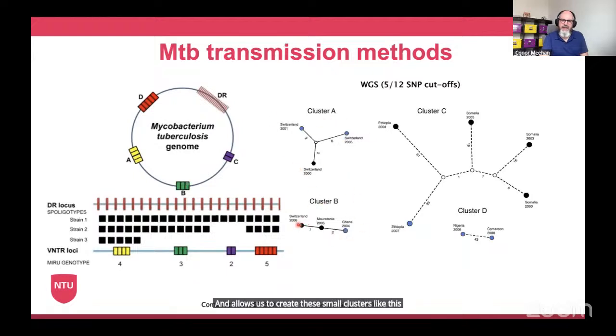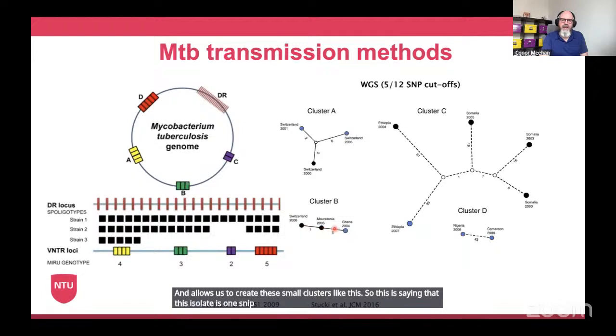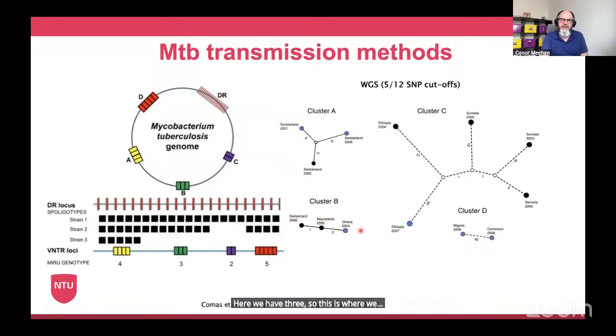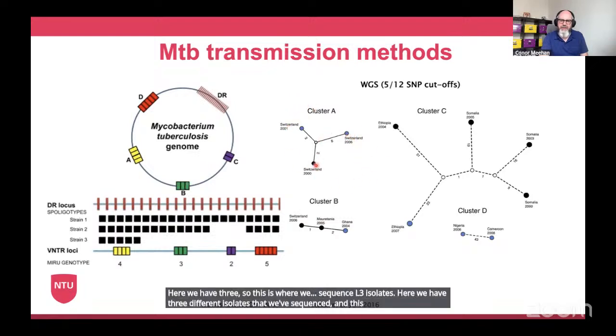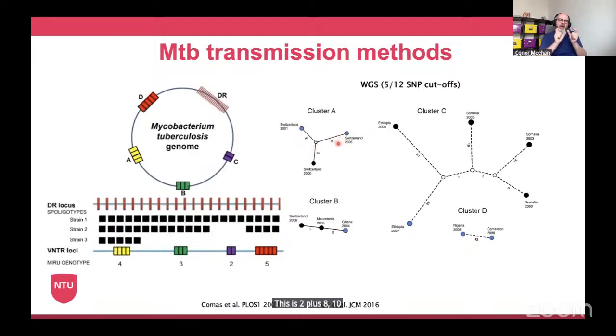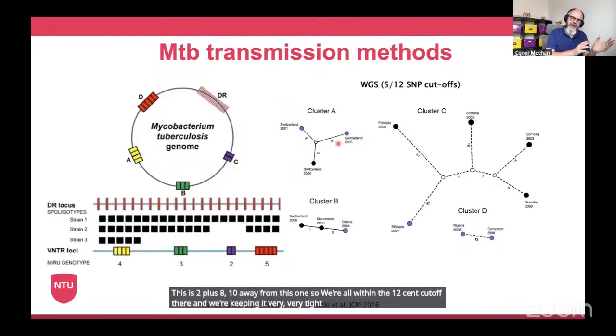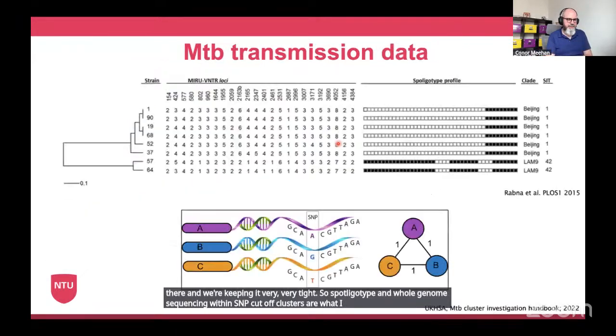So this is saying that this isolate is 1 SNP away from this isolate, and this isolate is 2 SNPs away from this isolate. That would mean that this isolate is 3 SNPs from this isolate. Here we have 3 different isolates that we've sequenced, and this one is 8 plus 2, 10 away from this one. This is 2 plus 2, 4 away from this one, and this is 2 plus 8, 10 away from this one. So we're all within the 12 SNP cutoff there, and we're keeping it very tight. Spoligotype and whole genome sequencing within SNP cutoff clusters are what I'm going to talk about mostly today.